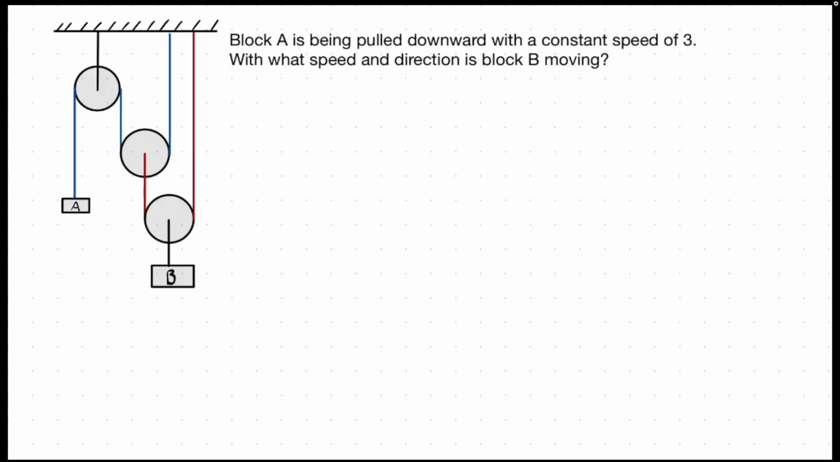So the problem states that block A is being pulled down with a constant speed of 3. And then what's the speed and direction that block B is moving? So I've labeled block A over here and block B over here. Okay, so we're going to have to figure out essentially.